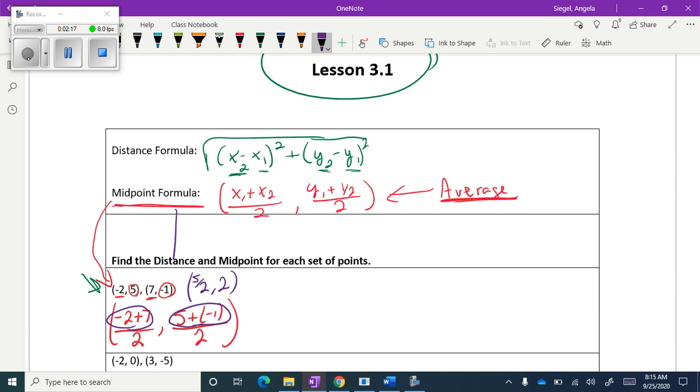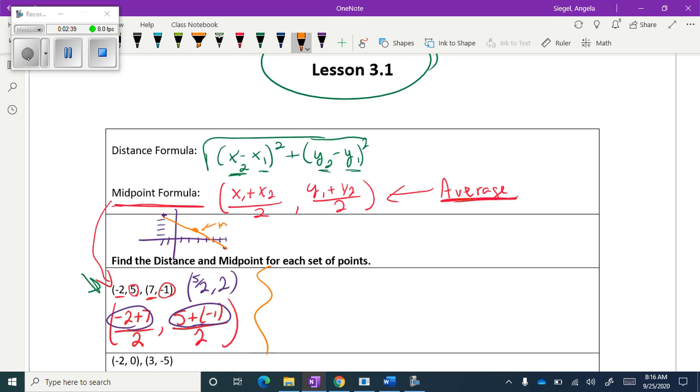So what's going on here? Let's go ahead and graph that. 1, 2, 3, 4, 5, and then 7, -1. Okay, so we have this line here, and (2.5, 2), so this is not going to be perfect, but that's going to be where that midpoint is.